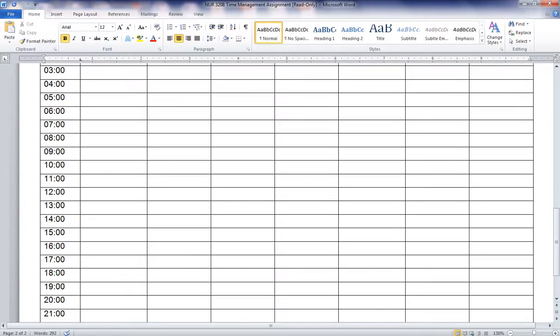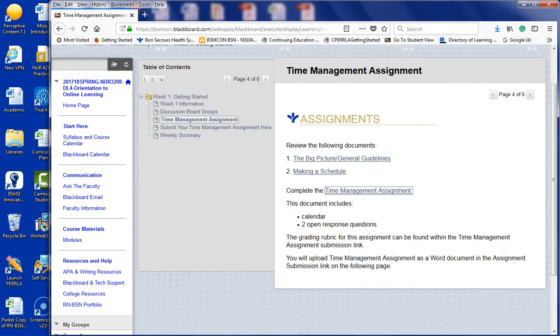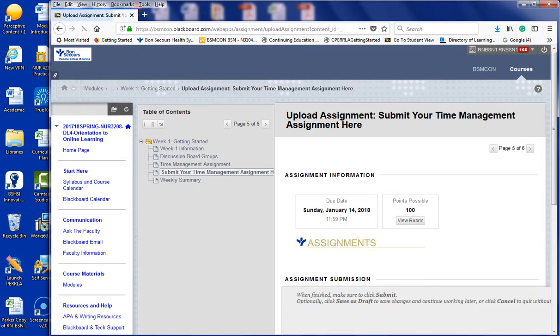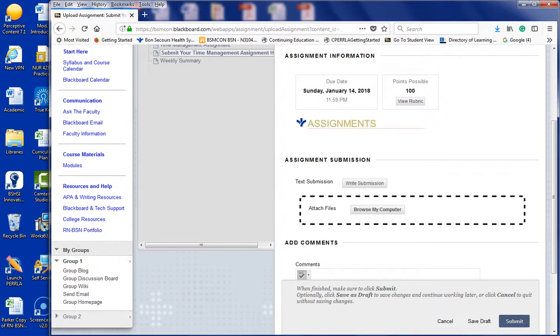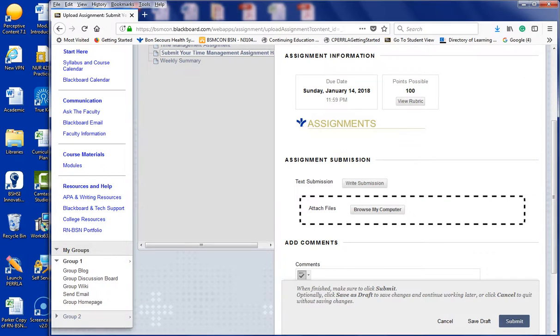and then you go ahead and fill out your calendar for the week. When you're done, you save it again, and you're going to want to go over 1 more, and then you want to upload your assignment. So you're going to click on Browse My Computer, and wherever your assignment is, you find it, click on it, and then it will come up in here, and then you just hit submit, and it'll be saved.